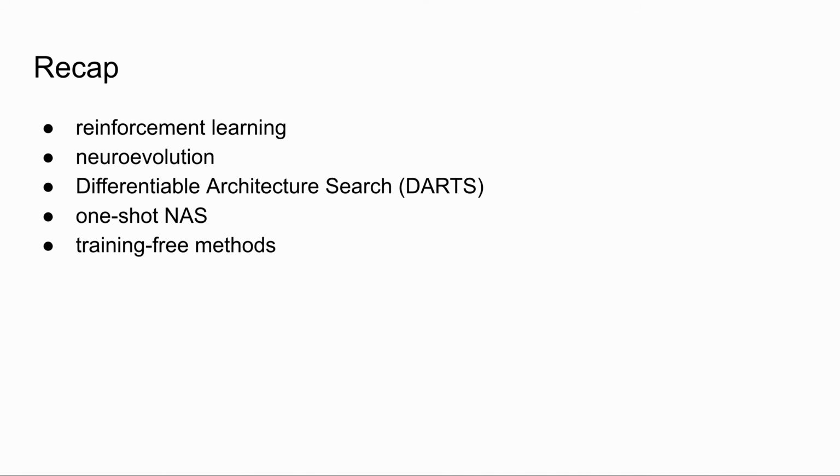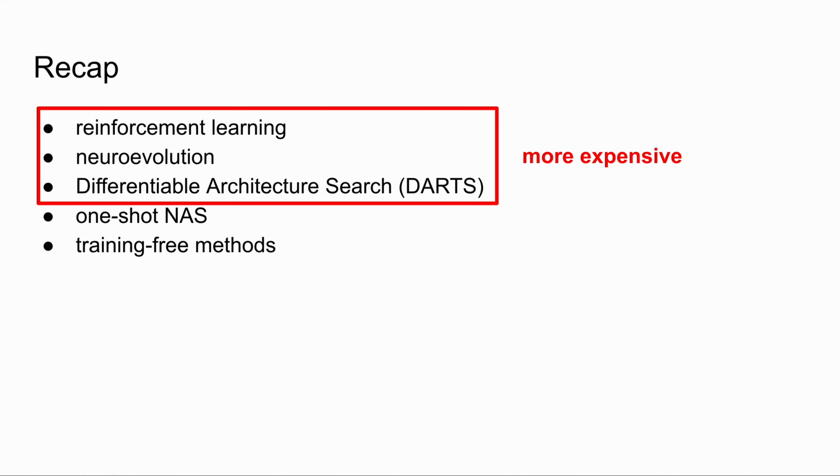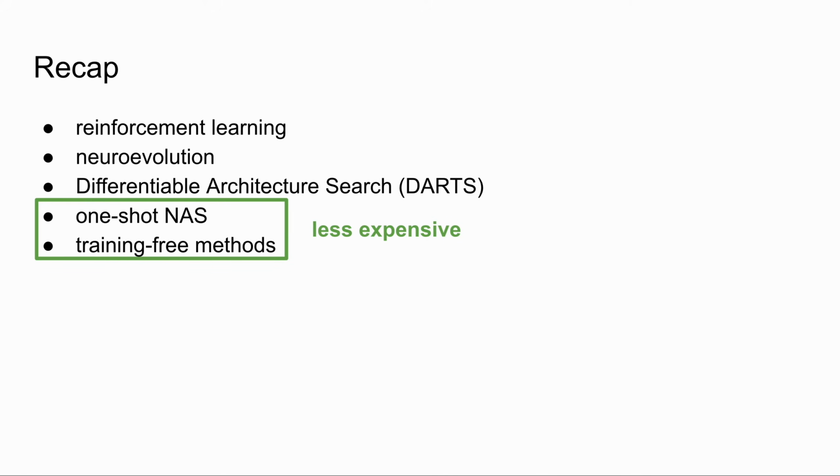To recap, some popular paradigms in neural architecture search are reinforcement learning, neuroevolution, DARTs, one-shot NAS, and training-free methods, with reinforcement learning, neuroevolution, and DARTs being more expensive, and one-shot NAS and training-free methods being less expensive.